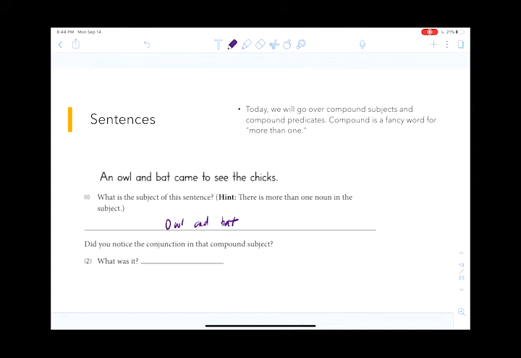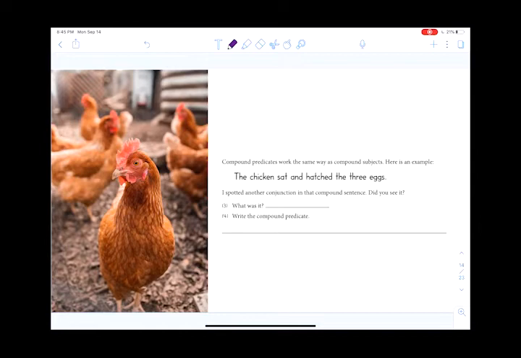Did you notice the conjunction in that compound subject? Remember your list of conjunctions in FANBOYS. What was the conjunction? Yes, it was and. And was the conjunction tying the compound subject together. Now, write a sentence with a compound subject. You can do it. Pause the video to complete that exercise.